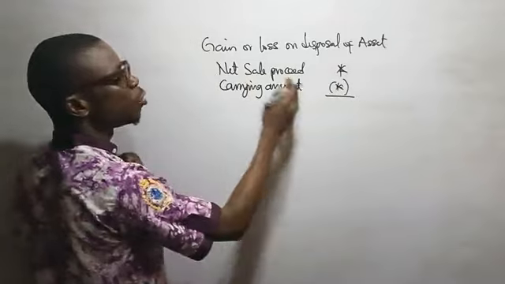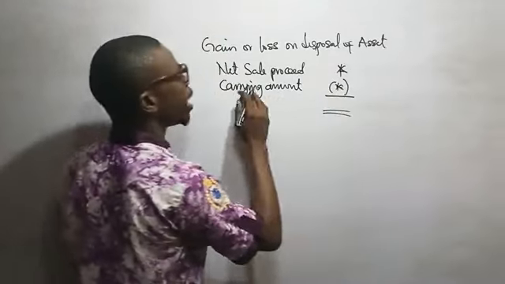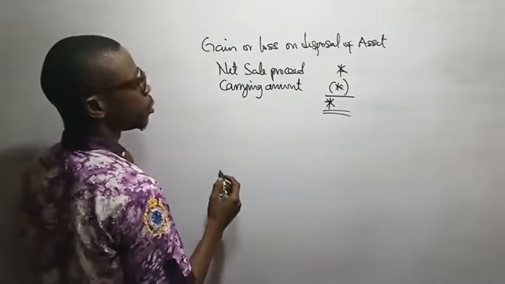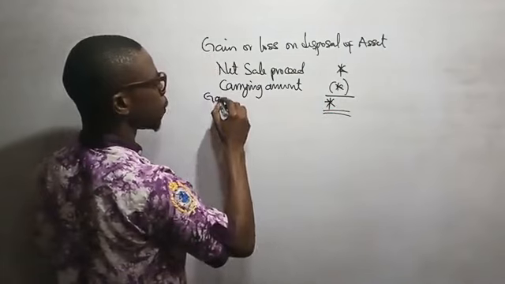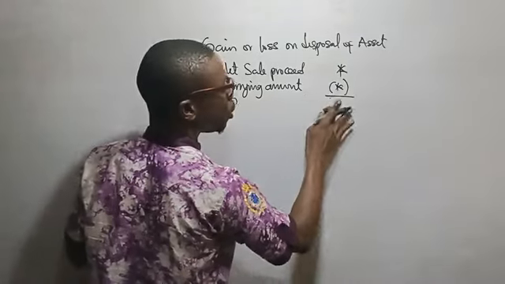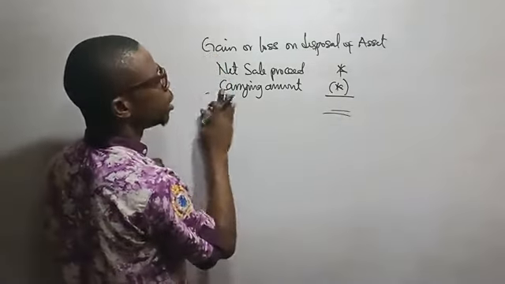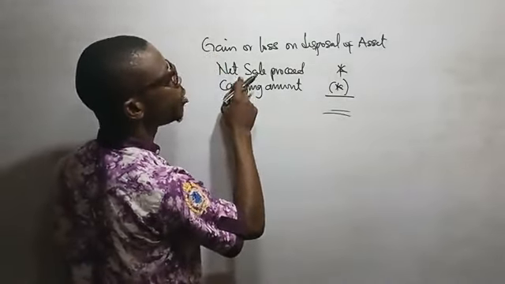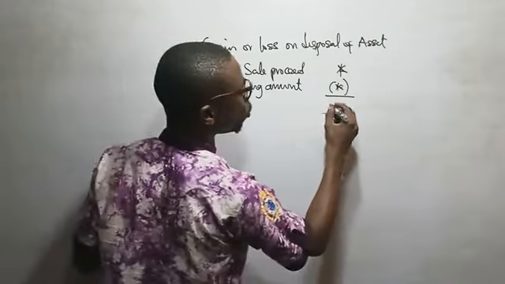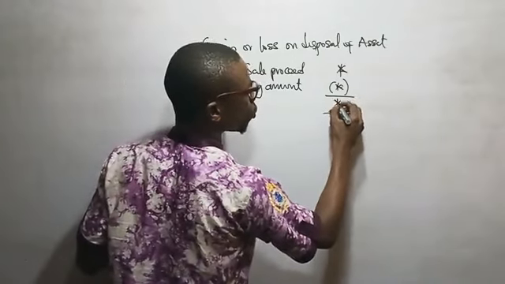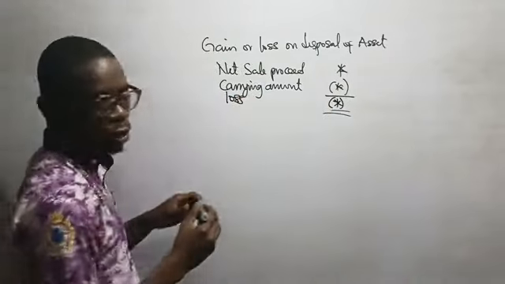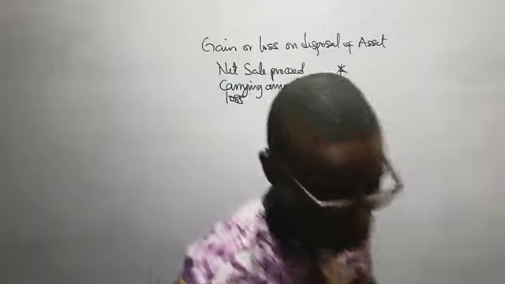Now look at it. If this net sales proceed is greater than the carrying amount of the asset, you have a gain. But if the carrying amount is greater than the net sales proceed, that means the net proceed is lesser than the carrying amount, you will have a loss.